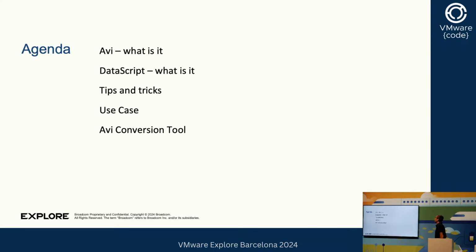And the agenda for today is, so roughly, who knows AVI? Do you know AVI? Most of you. F5? Good, nobody is perfect. Right. So AVI, what it is, Datascript, what it is, tips and tricks. A use case, actually, that comes from a real request from those customers. So if you don't like it, they are the one to blame, right? And then we'll finish with this AVI conversion tool.